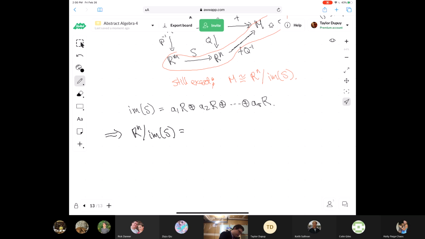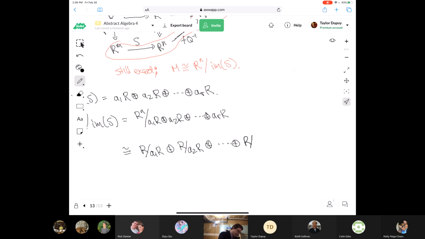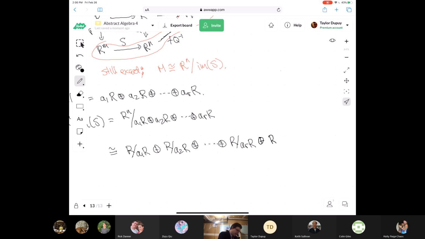we essentially have R to the N modulo A1 R direct sum A2 R direct sum, up to AR R. This thing is really isomorphic to R mod A1 R, direct sum R mod A2 R, direct sum and so on, direct sum R mod AR R. These are these submodules, and then we have this free part of this rank. So this proves the result.